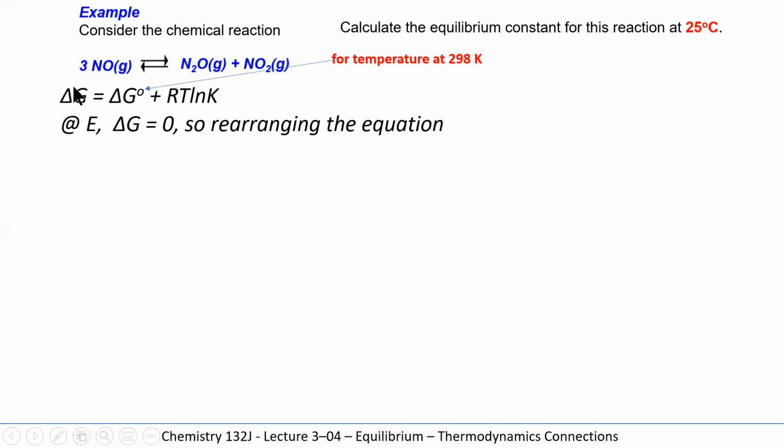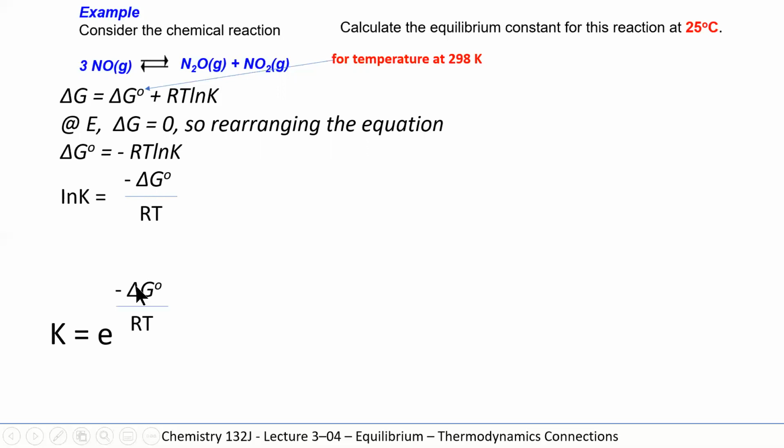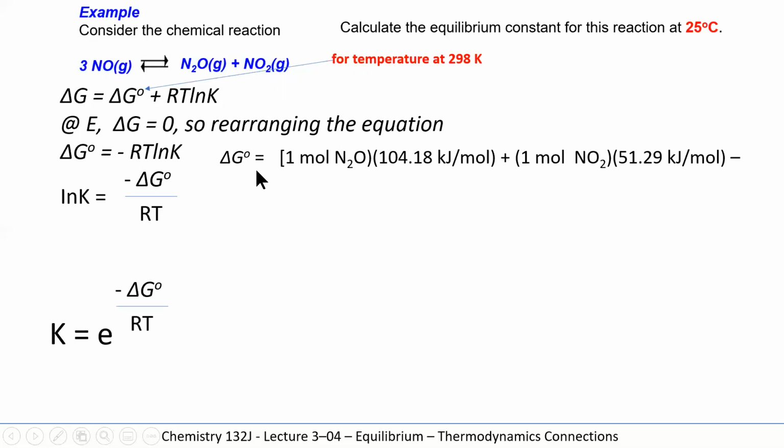So when delta G is equal to 0, we can rearrange this equation, take the RT ln K and move it to the other side, again changing its sign to negative. And now we can solve for ln K. So ln K is delta G divided by minus RT, which is minus delta G standard over RT. And of course, now we're going to use our mathematical rules for natural logarithms. We know that K is equal to e raised to the power of minus delta G over RT. So we are now ready to start solving this problem.